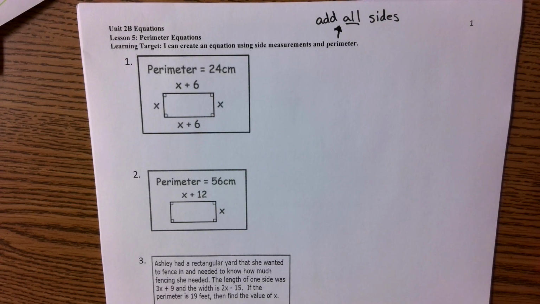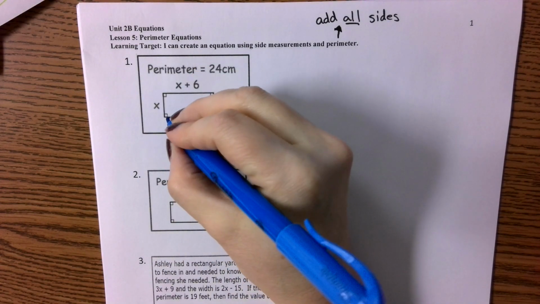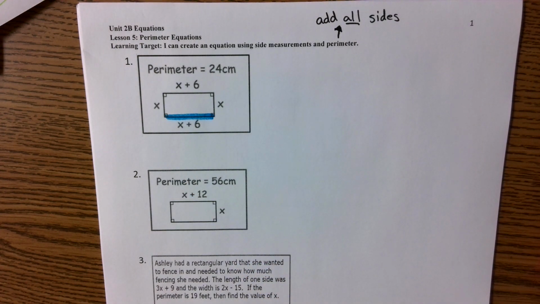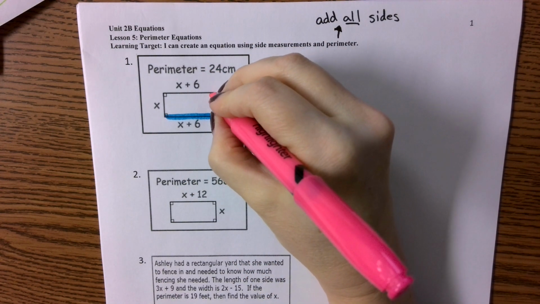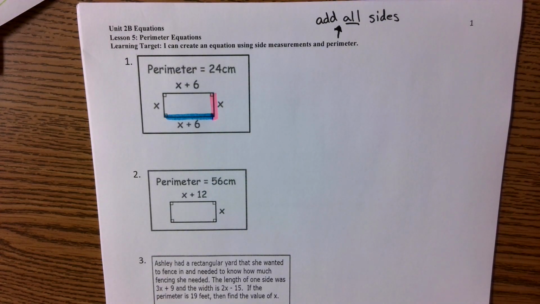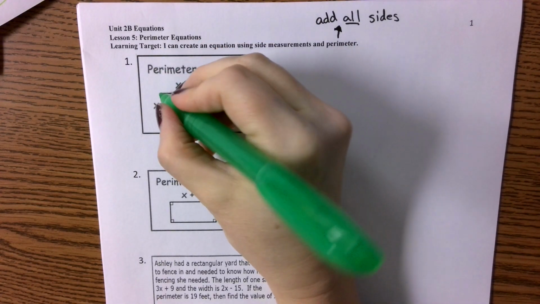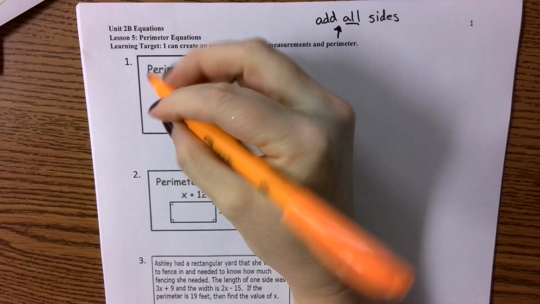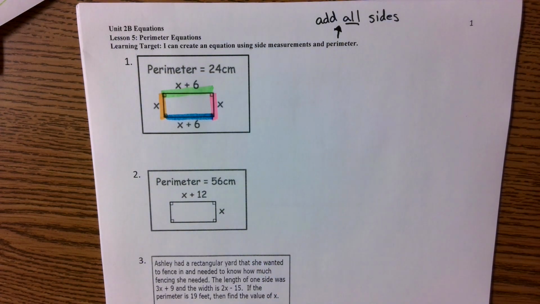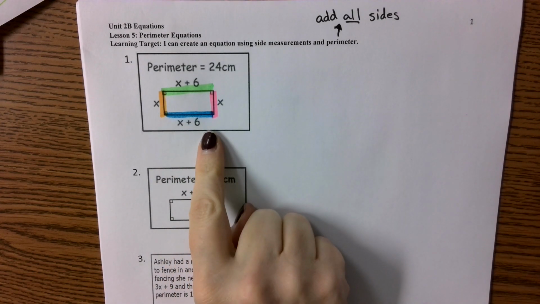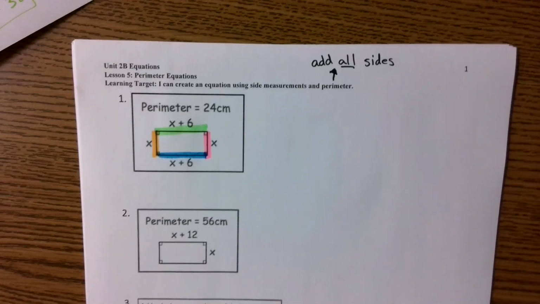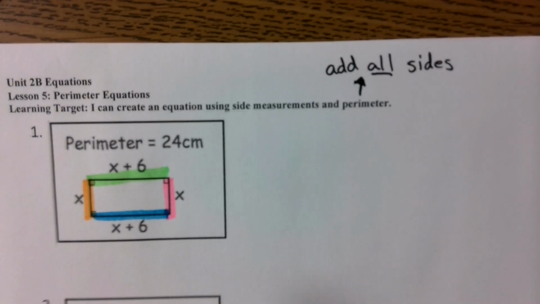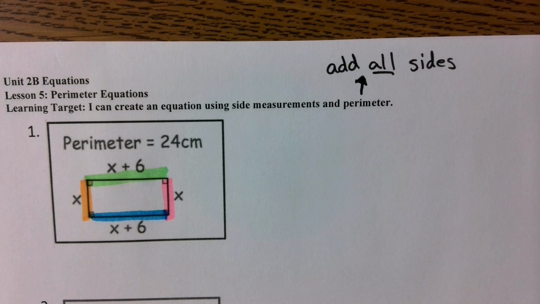So when I'm looking here at my shape, I have a measurement that is x plus 6. I have a measurement on the right side that is x. I have a measurement up at the very top that is x plus 6. And I have a measurement on the very left side that is x plus 6. So they are all written here, which means I am adding all 4 of these sides together.